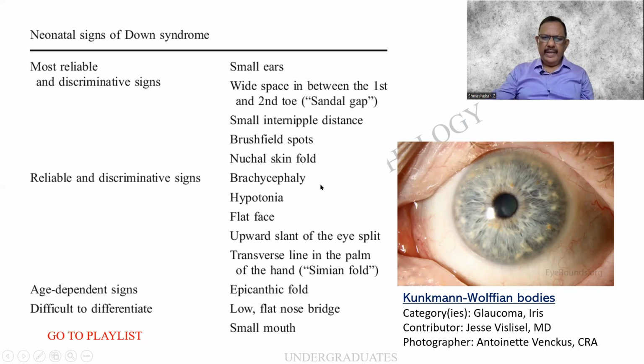Can be brachycephaly. Of course, there are other conditions. Hypotonia, flat face, slanting eyes, and the transverse palmar crease of the simian. And age dependent, you find there can be the epicanthic fold. Difficult to differentiate will be the low flat nose because there are so many other conditions, such as congenital syphilis also where you can get this. Small mouth, of course, is not too very diagnostic. So these are the neonatal signs. Please have this in mind. So if you get it as a question, you people can segregate, score additional marks by this.